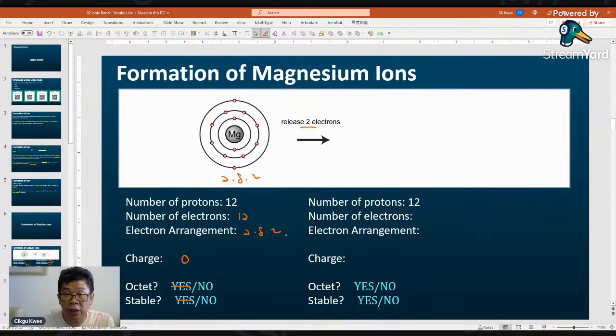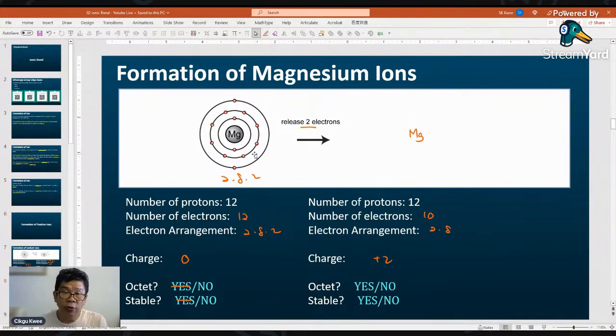After it releases 2 electrons, the number of electrons will be 10, and the arrangement will be 2, 8. So the charge will be positive 2 because we have 2 protons more than the electrons. After it releases electrons, it forms an ion. So we write magnesium.